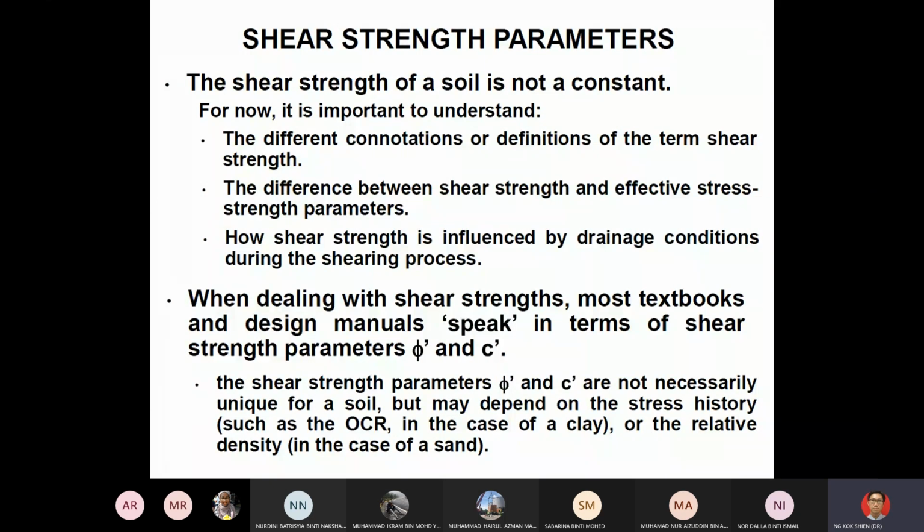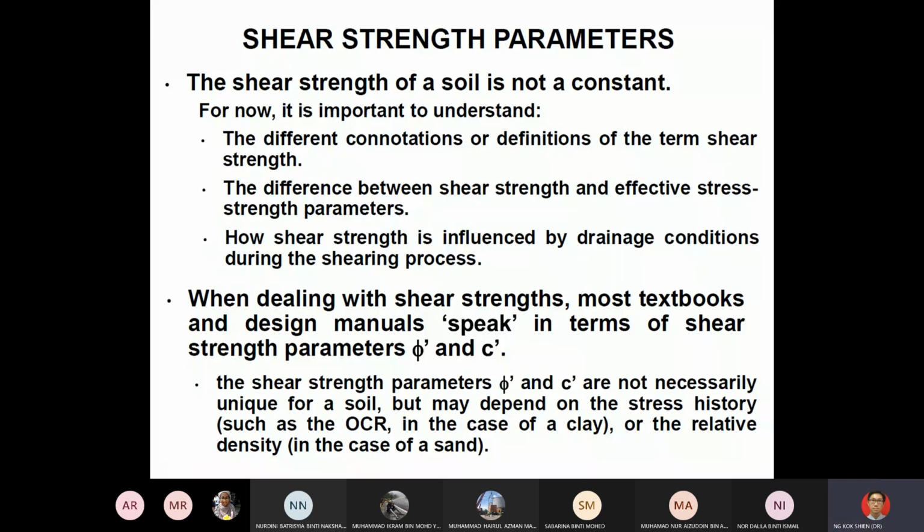Okay, the shear strength of a soil is not a constant. Right? You need to remember the shear strength of the soil is not constant, even for the same type of soil. Okay, so I mentioned that the strength of the soil is actually increasing when the soil goes deeper. For now, it's important to understand the different connotation or definition of the term shear strength. Okay, later on we'll talk about the different connotation and definition of shear strength.